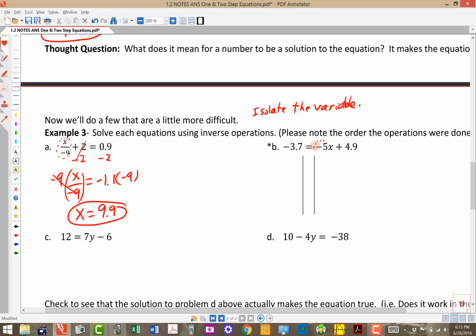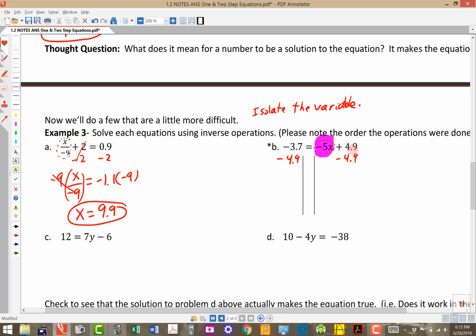This right here is the variable term. So if you wanted to put your thumb on that and cover it up, I know you can still see this, but just pretend that you can't see that. We'd want to move this positive 4.9 over to the other side. So in order to do that, we're going to subtract 4.9 here, and we're going to subtract 4.9 here.